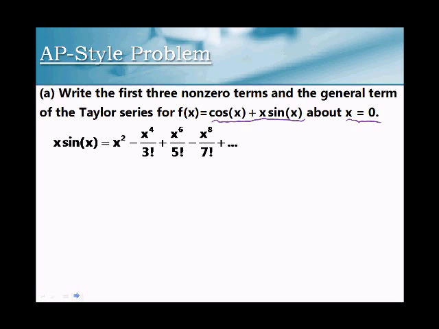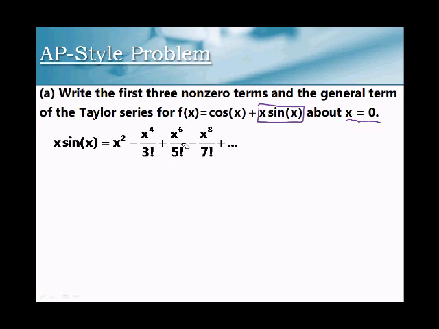But here's the first thing I'm going to do. Similar to yesterday, I am going to break this down into parts. I'm going to take the Maclaurin series for the sine of x, and I'm going to multiply it by x. You guys can see it there. X squared minus x to the fourth over 3 factorial plus x to the sixth over 5 factorial minus x to the eighth over 7 factorial.